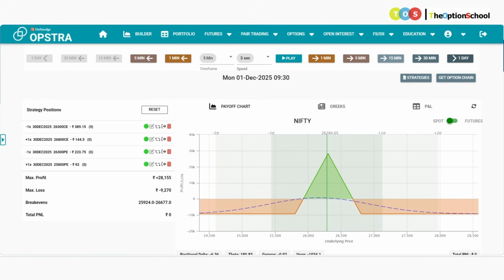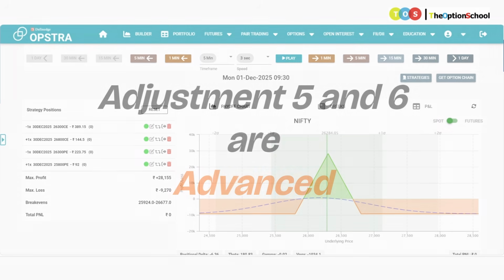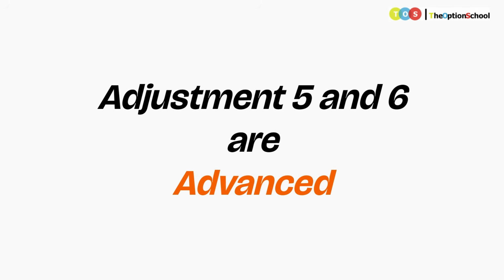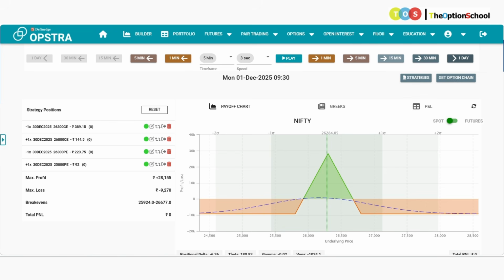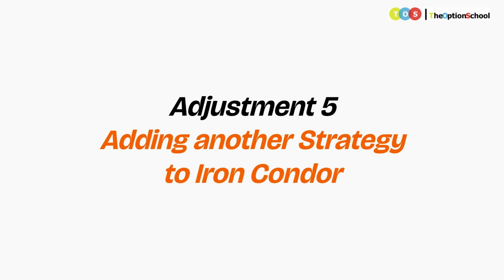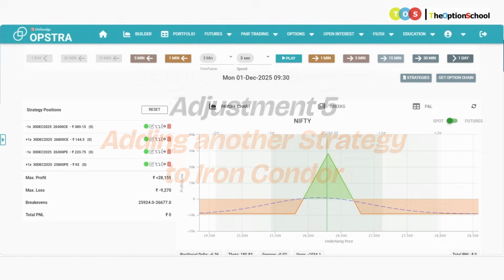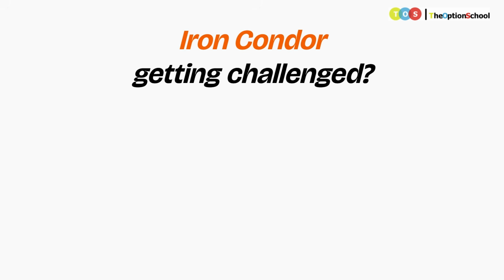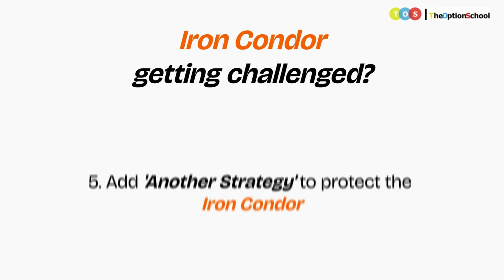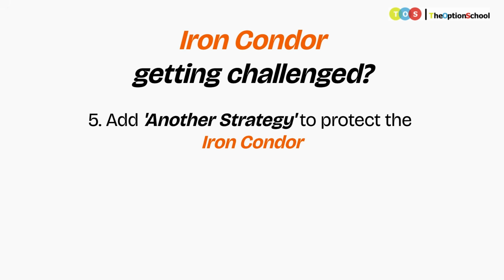So this was the fourth adjustment. Now I promised that there will be 5 adjustments. In fact, I have 6 adjustments, but the fifth and sixth adjustments are basically very advanced kind of adjustments. So the fifth adjustment is adding another strategy. So I have an Iron Condor which is already there and it is getting challenged, so I can add a few other strategies to that trade and protect my Iron Condor.